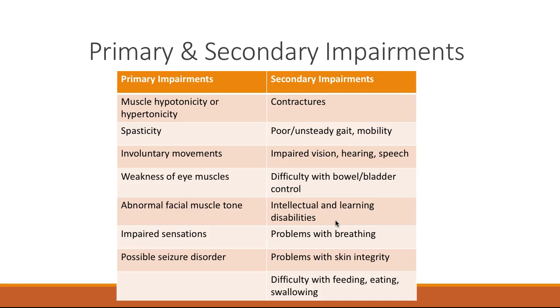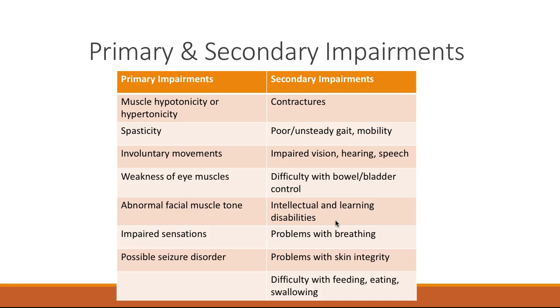Examples of primary impairments that you see listed here are muscle weakness or hypotonicity, muscle tightness or hypertonicity, spasticity, involuntary movements, weakness of the eye muscles, abnormal tone and facial musculature, and impaired sensation.